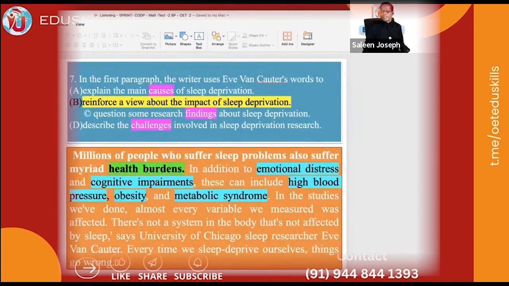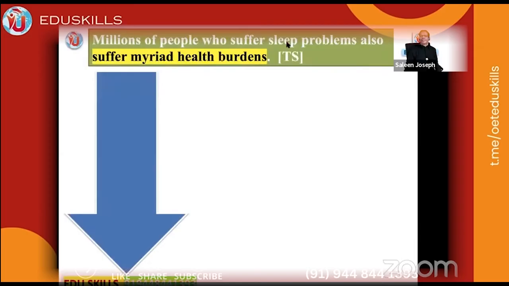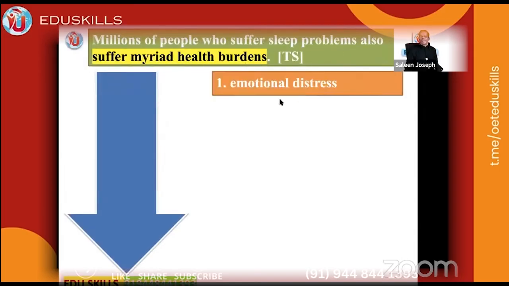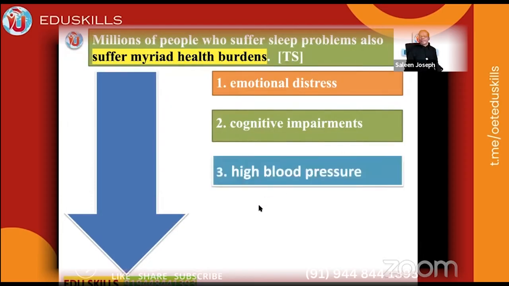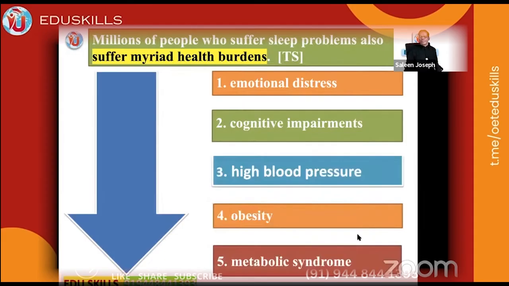Let's check the paragraph structure. See, millions of people who suffer sleep problems also suffer myriad health burdens. Topic sentence. What are the myriad health problems? Many health problems. One is emotional distress. Second one is cognitive impairments. Third one is high blood pressure. Fourth one, obesity. Fifth one, metabolic syndrome.